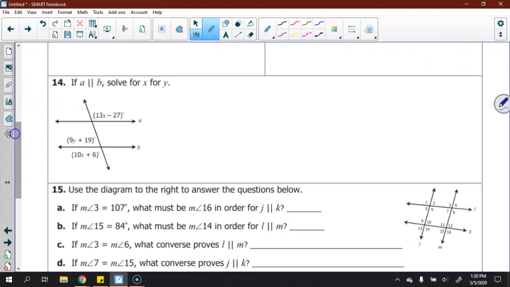14. All right, it says A and B are parallel, solve for X and Y. So we've got a couple of things that have to happen. The first one is going to be solving for X. All right, so you have to look and see what those relationships are. And these are alternate exterior, which means that they are congruent. So I've got 13X minus 27 equals 10X plus 6. Do you guys just want me to finish 14 and call it a day, like, move on? Or do you want to actually try doing this on your own?